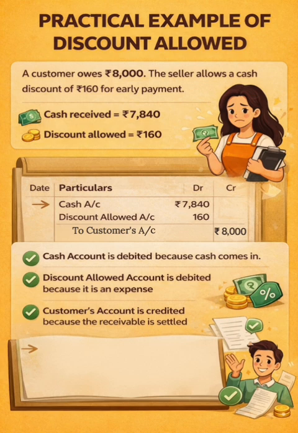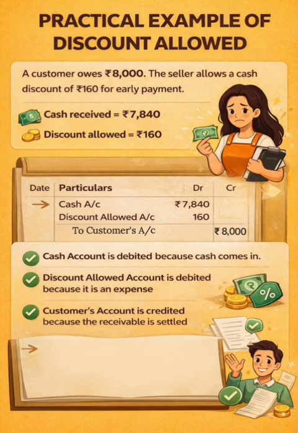Practical example of discount allowed. A customer owes Rs 8,000. The seller allows a cash discount of Rs 160 for early payment. Cash received is equal to Rs 7,840. Discount allowed is equal to Rs 160.